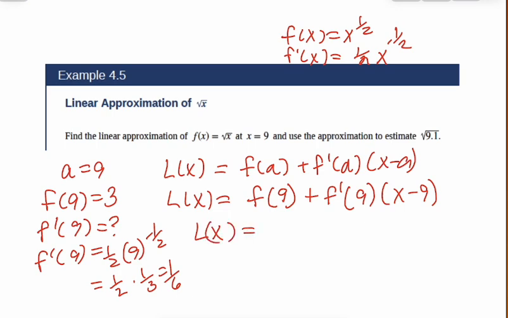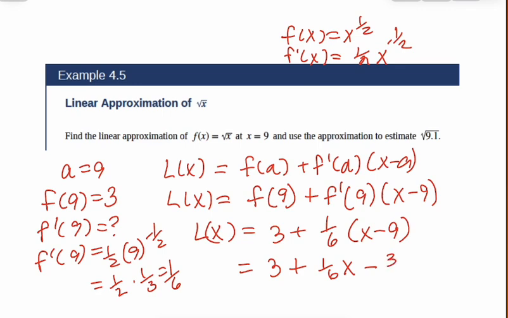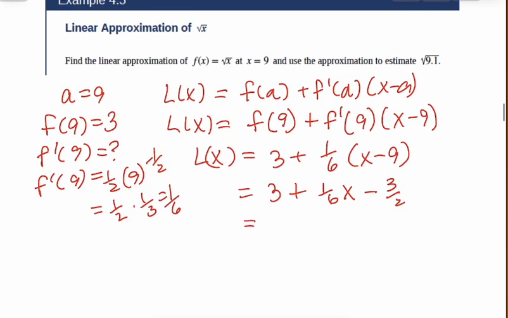Now, this formula is going to work for something close to 9. So if we're approximating 9.1, something close to what we know, we are going to get 3 plus 1/6 of x minus 9, which is 3 plus x minus 9 over 6. 9 over 6 is the same as 3/2. So we have our linearization formula so we can approximate the square root of 9.1. 3 minus 3/2, which is 6/2 minus 3/2, is 3/2. So now we have a formula.